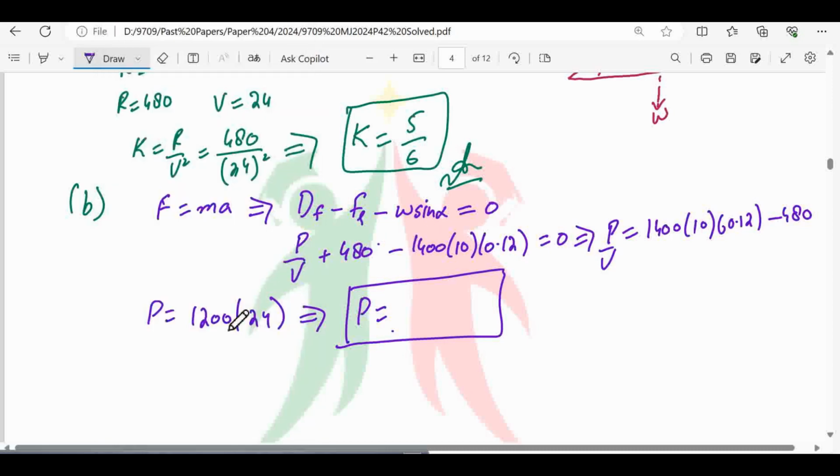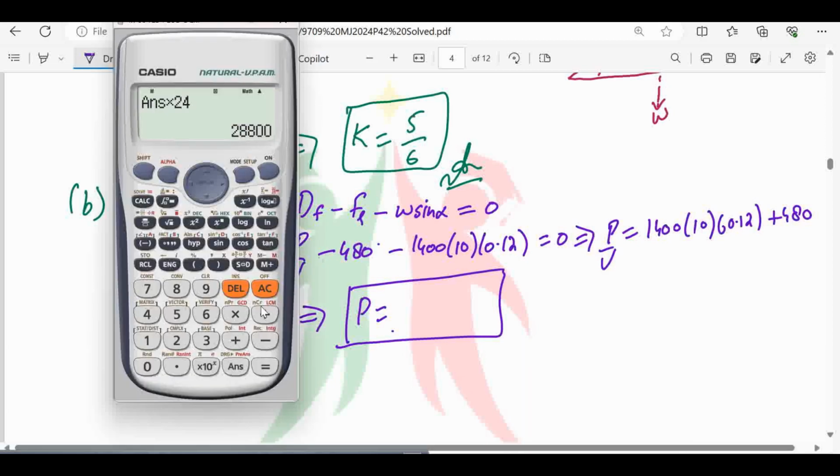Let me check one thing again. Okay, there is again, we can see that this one is negative. So here both will be positive. So let's do the calculation again: 1400 multiplied by 10 multiplied by 0.12, plus 480, plus 480, it will be equal to 2160.